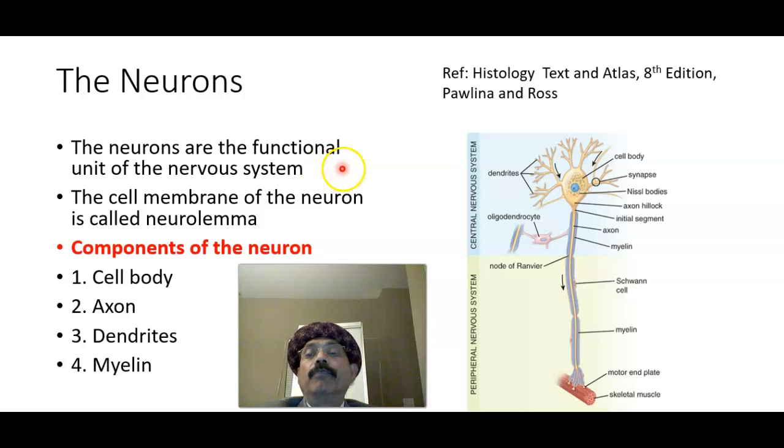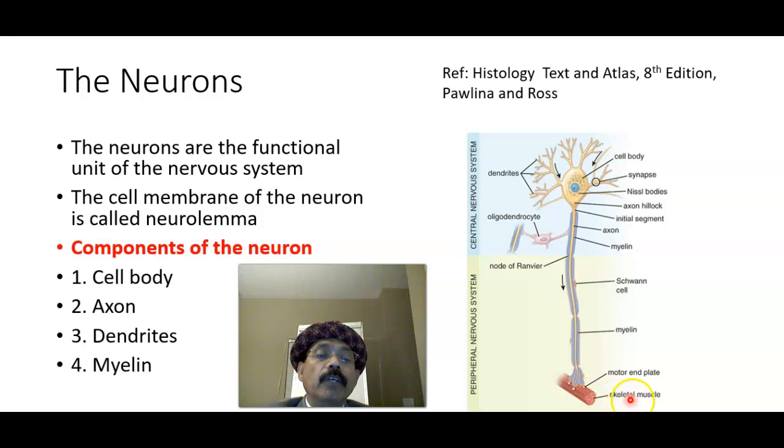The neurons are the functional units of the nervous system, and the neuron has a cell membrane. We call it neurolemma. Component parts of the neuron include the cell body. Here is the cell body. The axon here is covered by myelin sheath, and we have multiple small processes here. We call them dendrites. And the axon is myelinated by means of the oligodendrocyte, that is a supporting cell, that is a neuroglia. The axon will end up here.